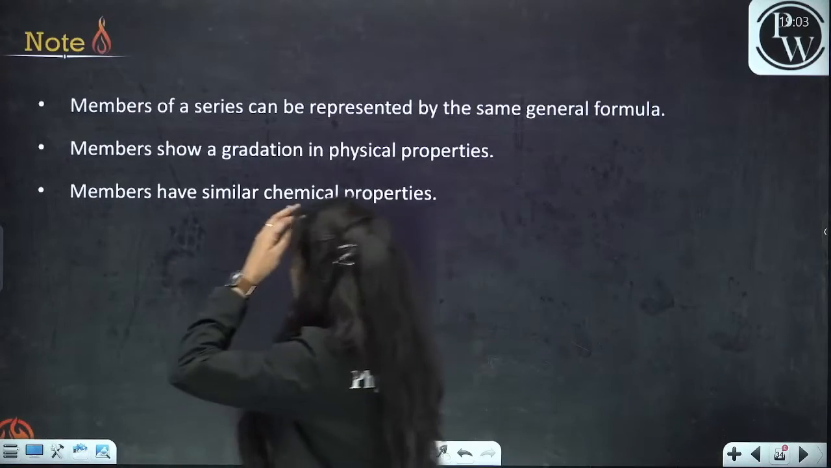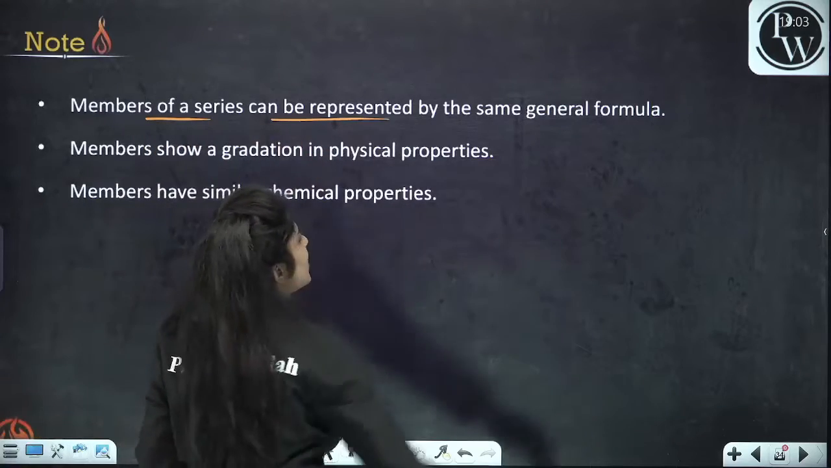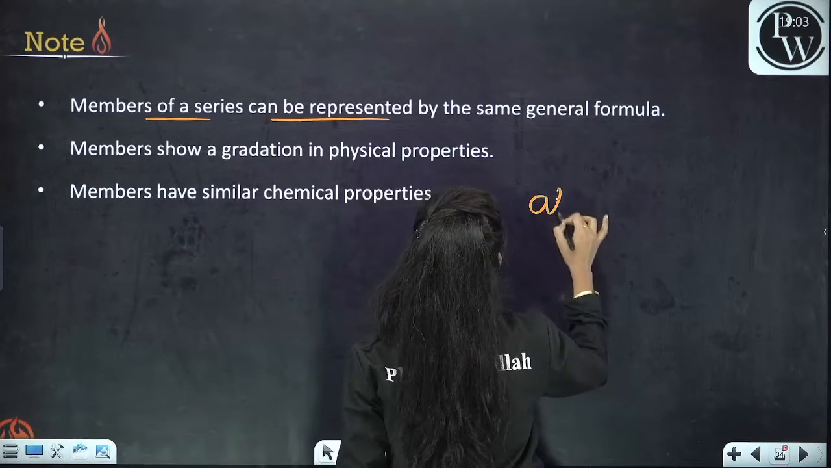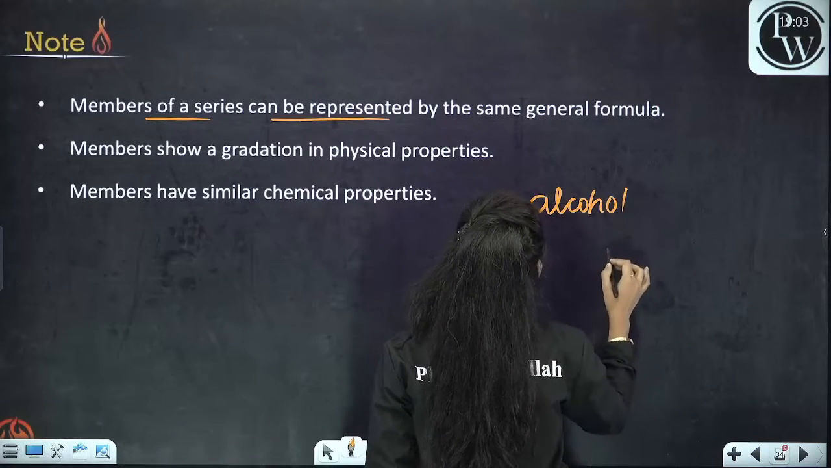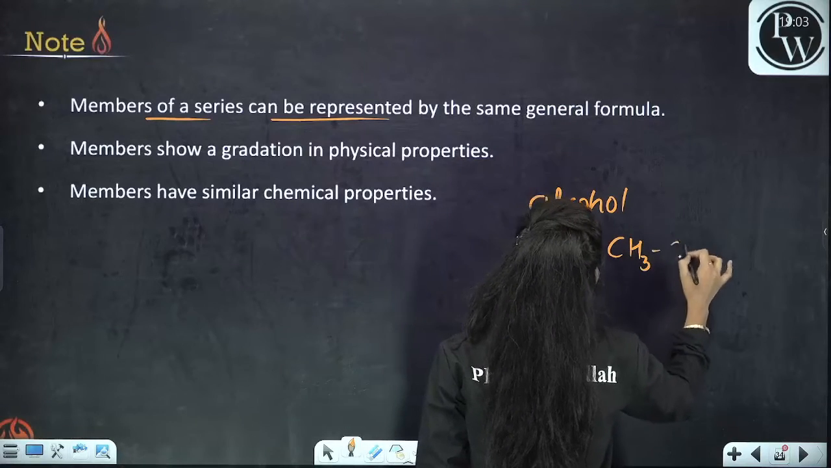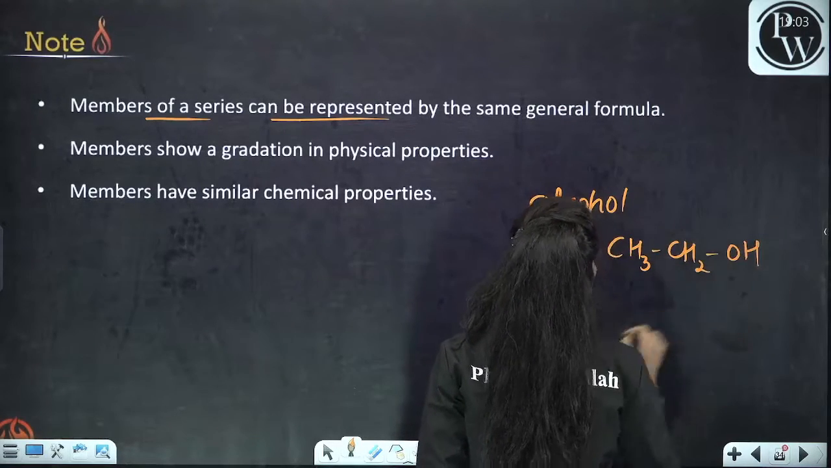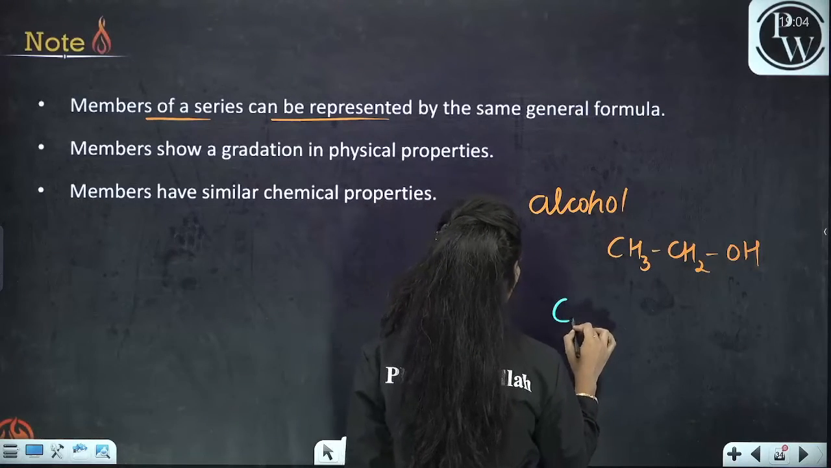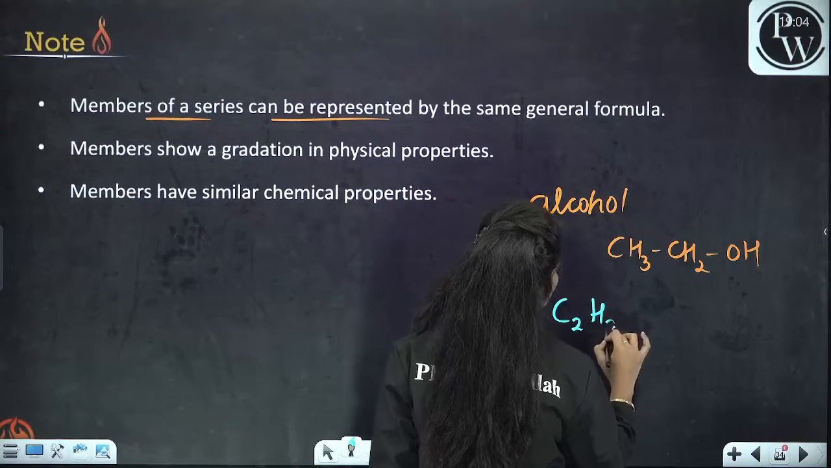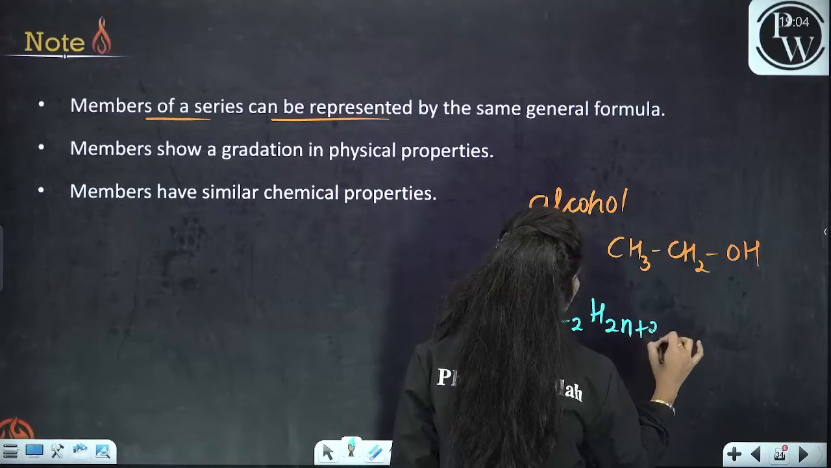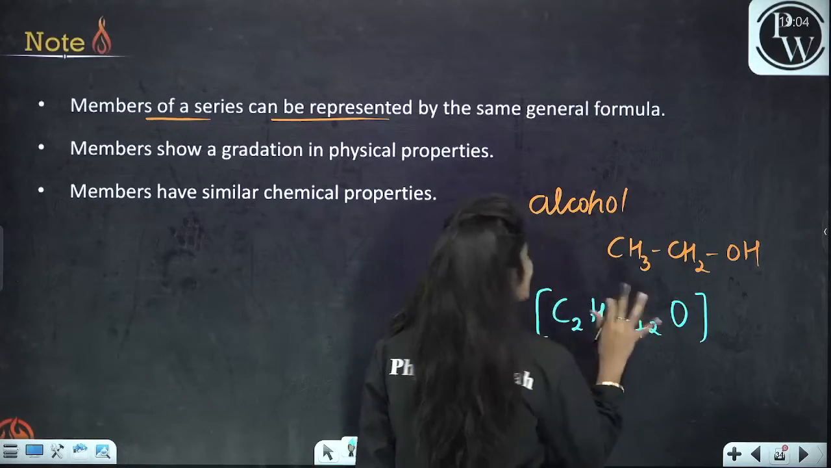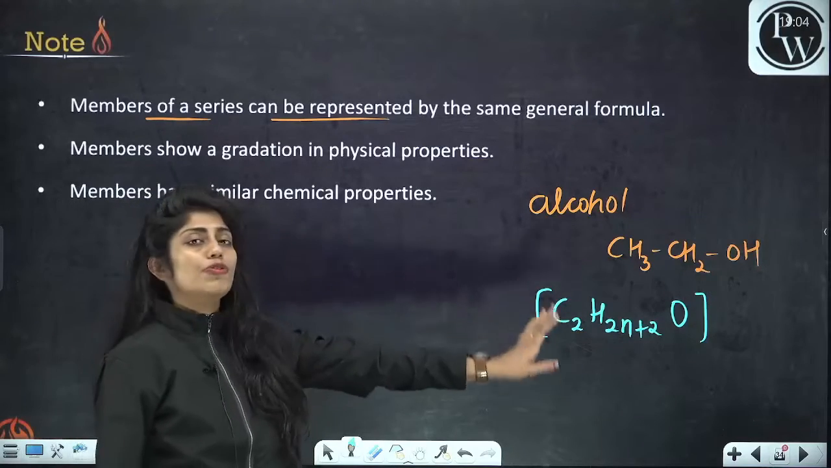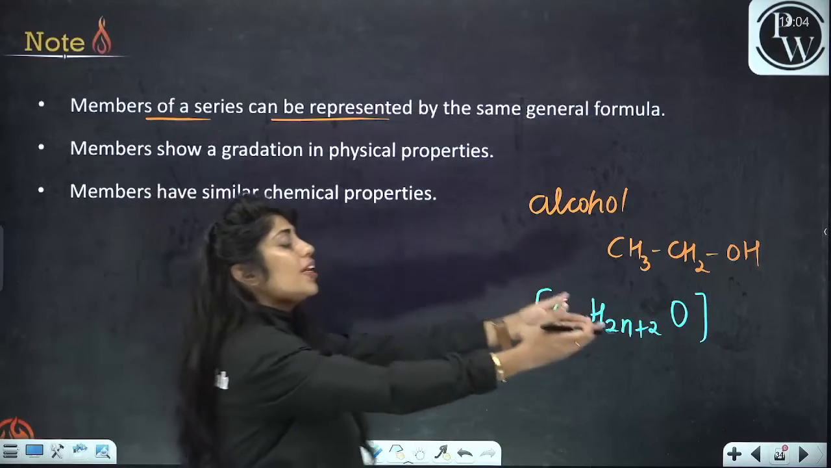Of course, members of a series can be represented by the same general formula. How is it possible? Suppose I have alcohol. I have CH3CH2OH. Now, I can write it like this: CnH2n+1OH. This can be the general formula for what? Alcohol family. I can place the number n every single time and will be forming n number of compounds.